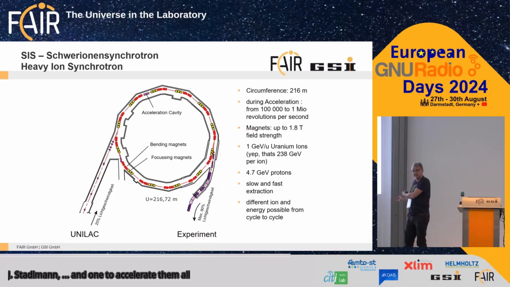This comes, of course, with new problems, because these ions get faster and faster. Therefore, the magnets have to get stronger and stronger. It's like when you drive your bicycle or your car. If you go faster around the corner, you need more force to keep you on track. So this is why we have to ramp up the magnets.